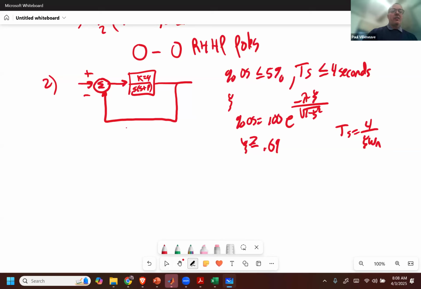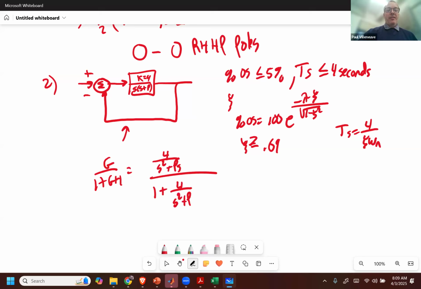So the first thing I have to do is block diagram math to get a characteristic equation. This simple block diagram has G over 1 plus GH, which is equal to 4 over S squared plus PS, all over 1 plus 4 over S squared plus PS. We do common denominator and we invert and multiply, and we have S squared plus PS plus 4.